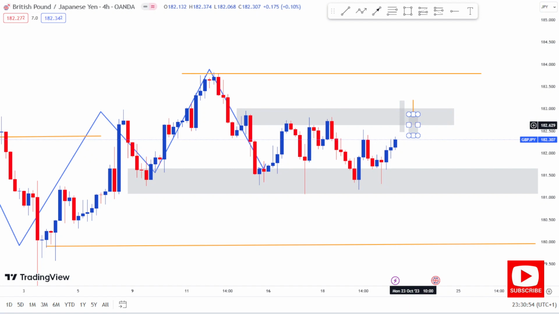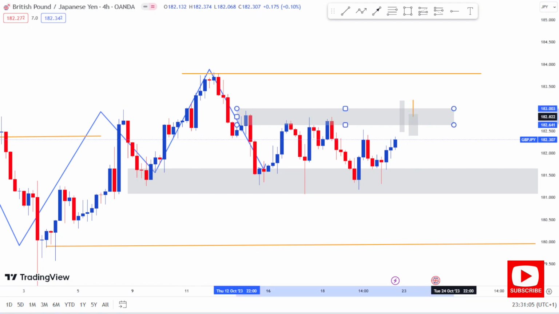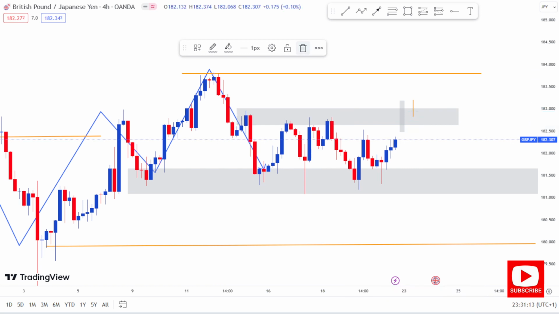Why? Because in the case of valid zones, if this wick should happen to this zone, it only makes it more valid and stronger that price is a reversal point in this zone. So let me clear this.